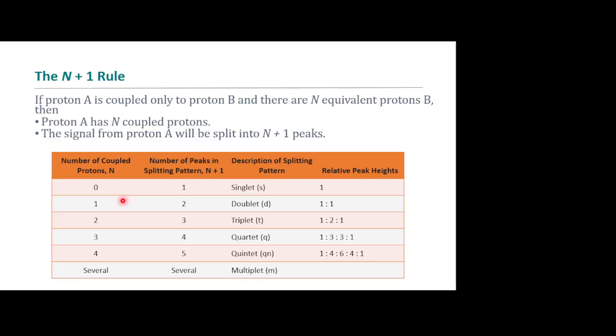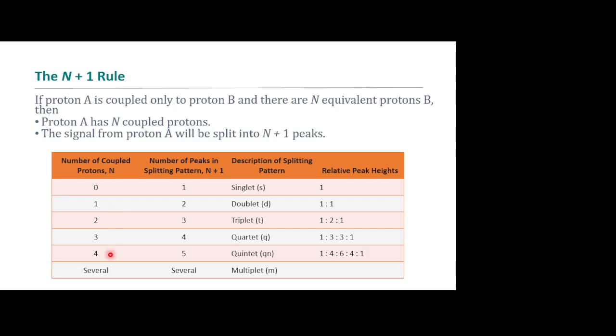Okay. So if we have a proton A, it's going to be coupled only to proton B, and there are N inequivalent protons B. Then we're going to have a proton A that has N coupled protons. That's that N number of protons coupled. Now, the signal for proton A will then be split into N+1. And so we'll get that N number of coupled protons plus 1 extra peak. Okay. So this is how that breaks down.